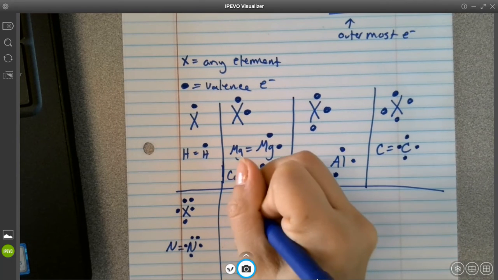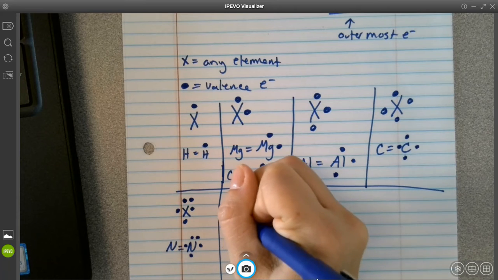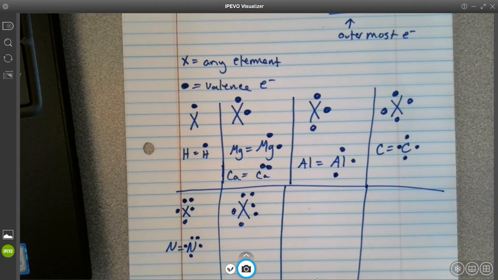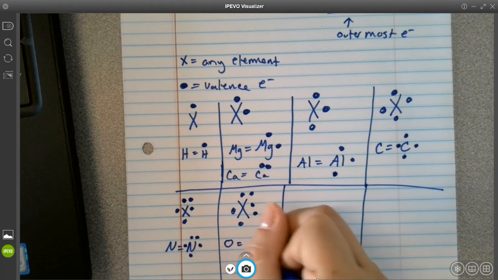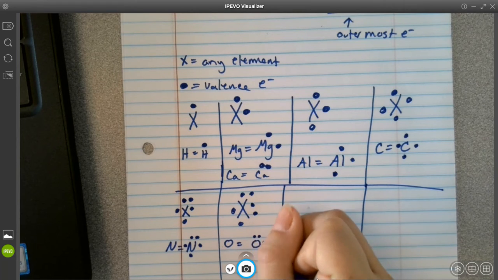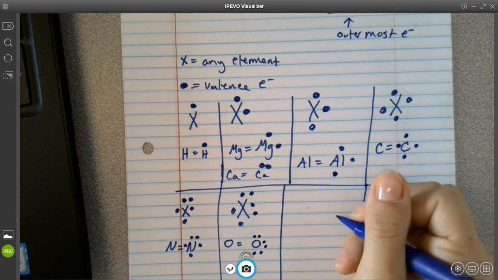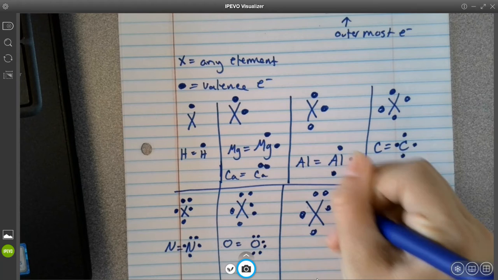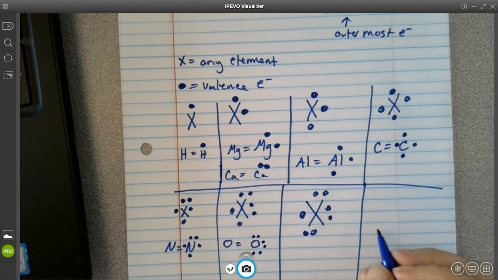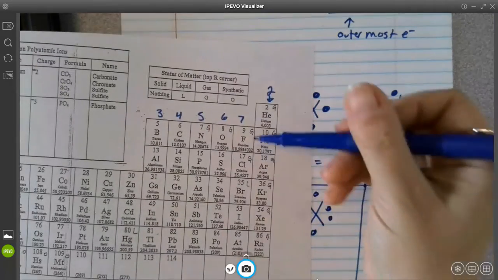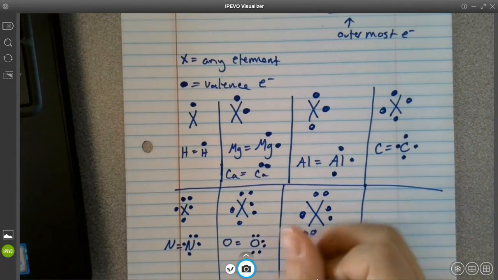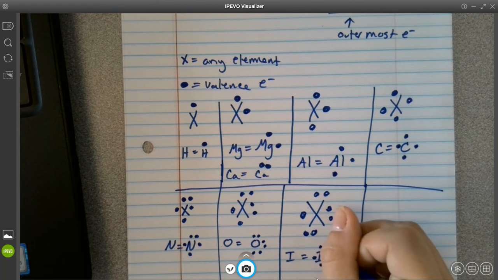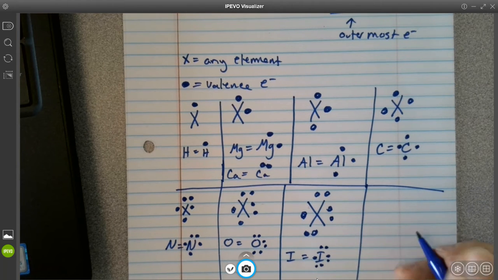Family 16 will have 6. 1, 2, 3, 4, 5, 6. So we'll look at oxygen. 1, 2, 3, 4, 5, 6. Family 17 should have 7. 1, 2, 3, 4, 5, 6, and 7. And that would be family 17. So fluorine, chlorine, bromine, iodine, any of those will work.